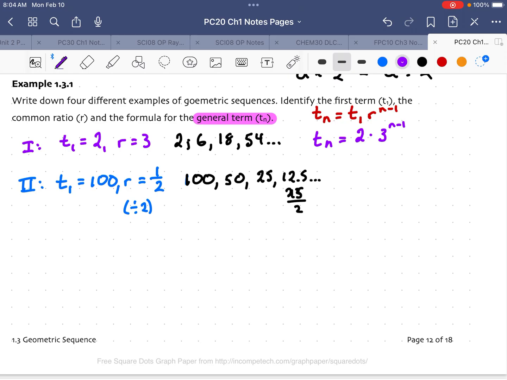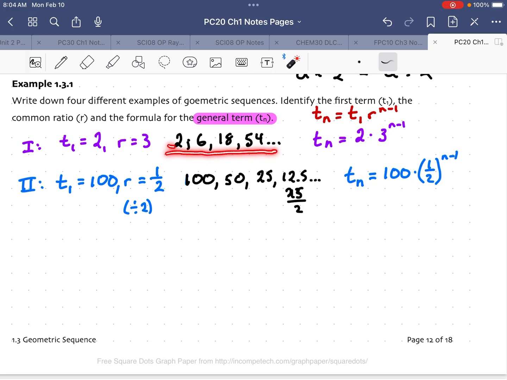Now, let's look at our general term. Term n is equal to 100 times 1/2, and I'm going to put 1/2 in brackets to the power of n minus 1. Notice how this one up here was getting bigger. It was growing. This one here was going down. And this one, we're just going to keep dividing in half and dividing in half. This will never get into the negatives. It'll just keep getting smaller and smaller and smaller. Let's look at a third one.